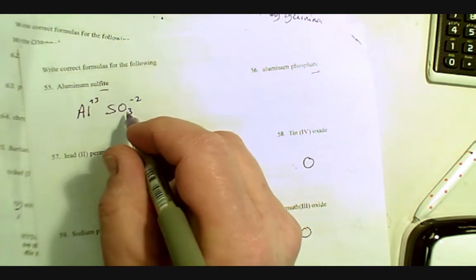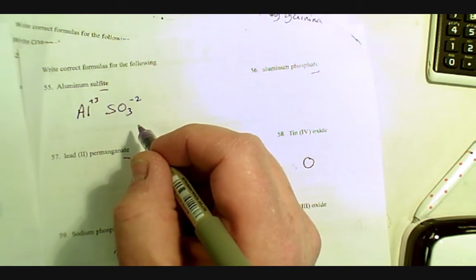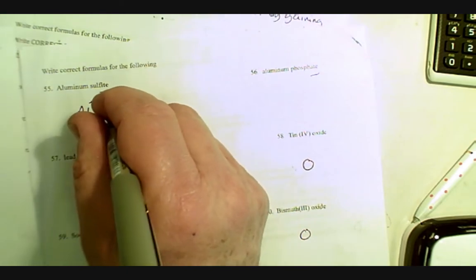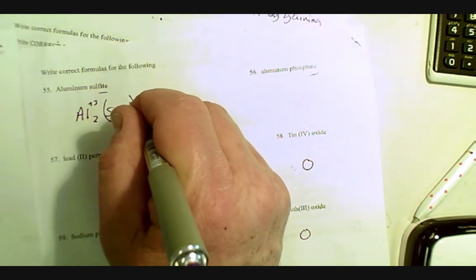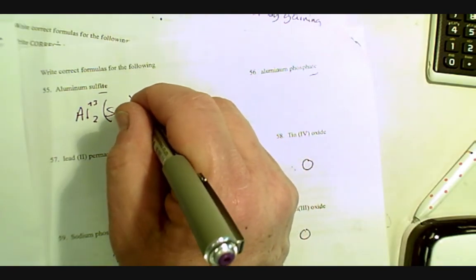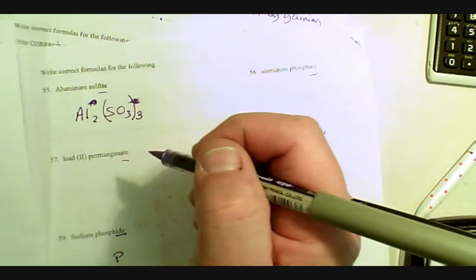So now you need a common multiple of 2 and 3. If you did the bonus sticky note activity, you would know you would need 2 sticky notes of this and 3 sticky notes of that. To show the 3 sticky notes, you have to put parentheses in like that and a 3 outside the parentheses. The 2 can go in or out, doesn't make any difference because really that's not part of your formula. You just have to think about it.